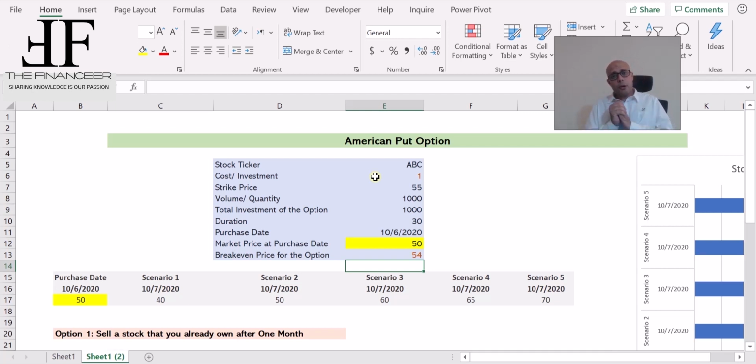Some people are doing very nice trading in this. For example, they don't have this stock at all. And then they are expecting or estimating that the stock price will drop down. So using a minimal investment like this $1,000, they are going to purchase this put option because they have a high expectation that the price will drop down.